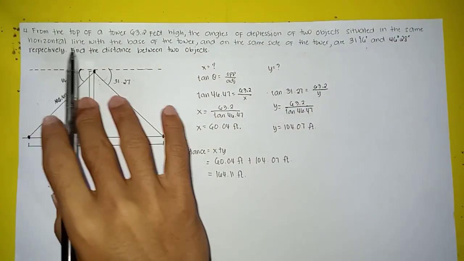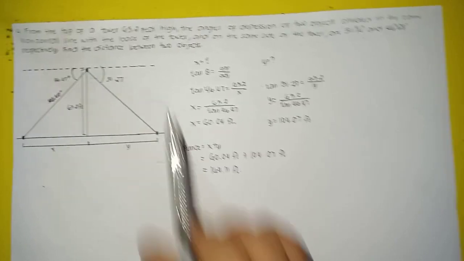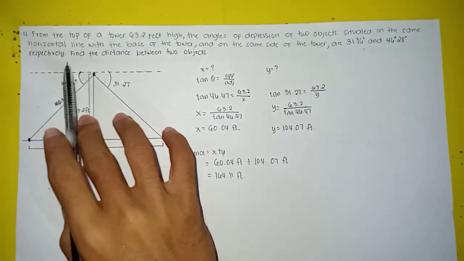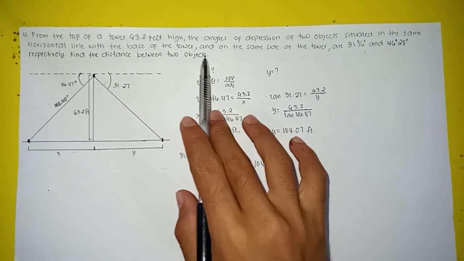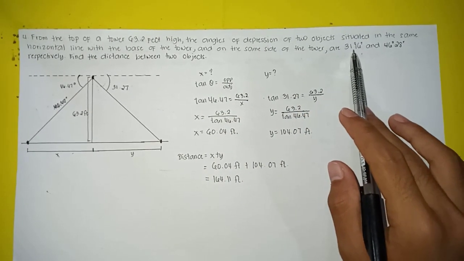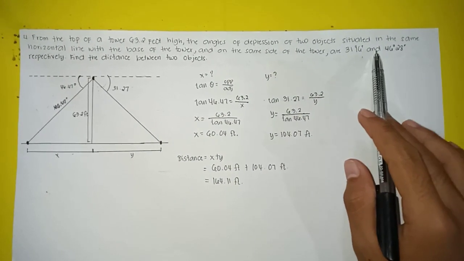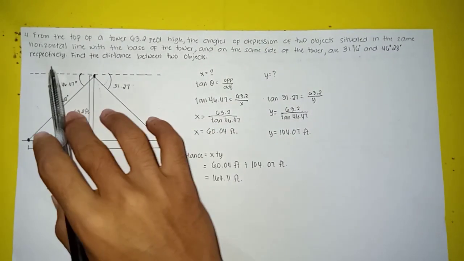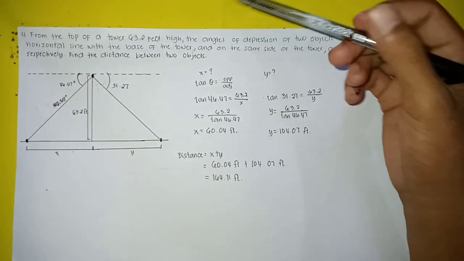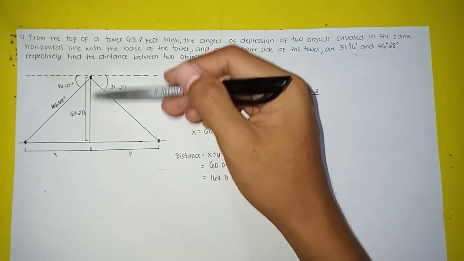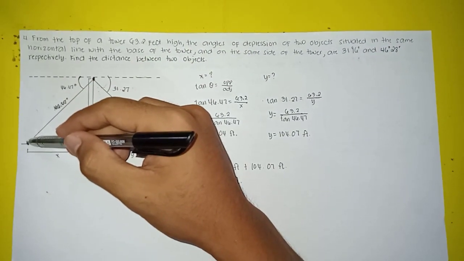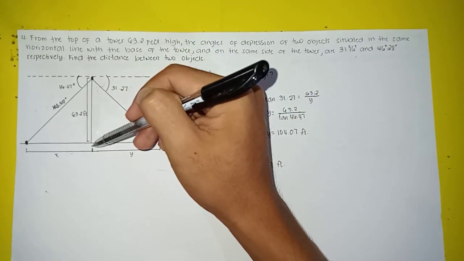Problem number 4. From the top of a tower 63 feet high, the angles of depression of two objects situated in the same horizontal line with the base of the tower and on the same side of the tower are 31 degrees 16 and 46 degrees 16 respectively. Find the distance between two objects. So we will illustrate. So here is the first object and the second object. So here is the center.